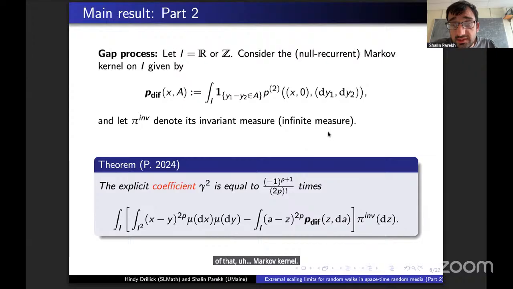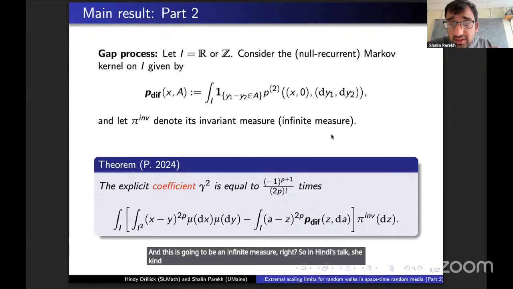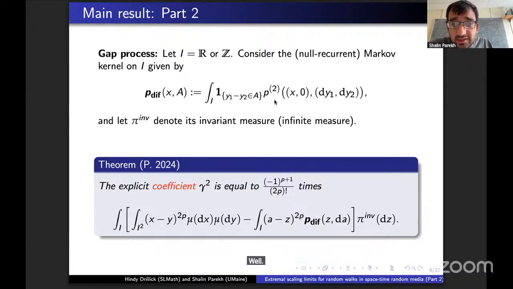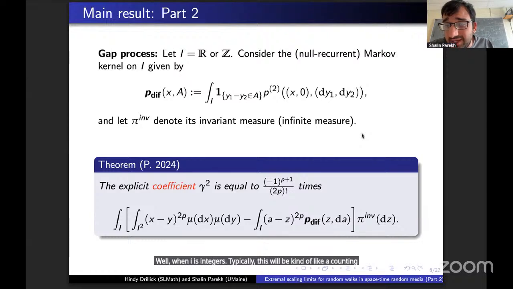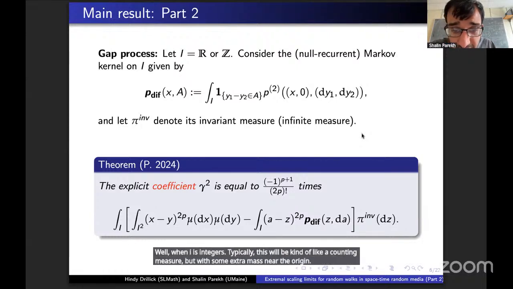And this is going to be an infinite measure. In Hindy's talk, she explained that when I is the integers, typically this will be like a counting measure, but with some extra mass near the origin.